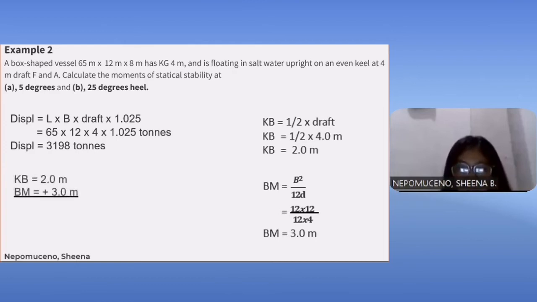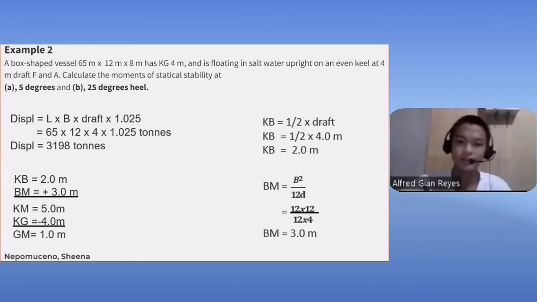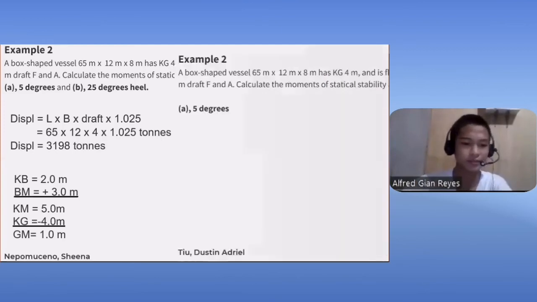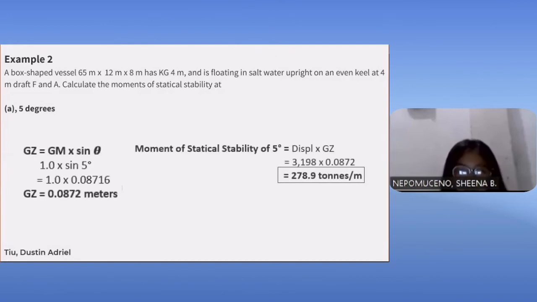Now, we are going to get the value of GM. The formula will be KM minus KG. Since we already have a given KG of 4.0 meters, we are going to find the value for KM. So to get it, simply add the calculated KB and BM. So 2.0 meters plus 3.0 meters, we will get a KM of 5.0 meters. Then we can now subtract 4.0 meters from the value of KM, which is 5.0 meters. So our value for GM will be 1 meter. Yeah, that's right. Then to continue solving, I will give the floor to Dustin Adriel.